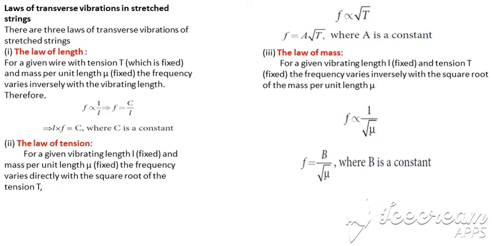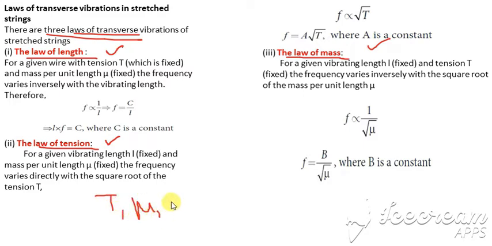So next we have the laws of transverse vibrations. There are basically three laws of transverse vibration: law of length, law of tension, and law of mass. We are going to take all three. In the law of length, we consider only length, and tension and mass are kept constant. So these two are considered to be constant.